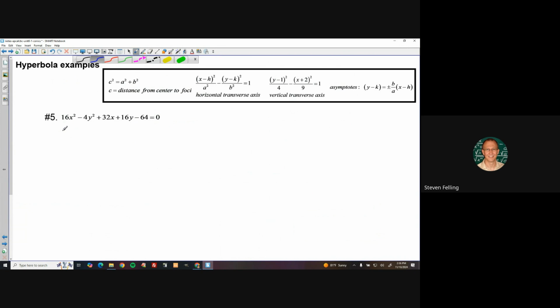All right, so same procedure, though. We're going to gather the x's together. So that's 16x squared plus 32x. We've got minus 4y squared plus 16y, and I'll move this 64 to the other side. We'll factor out the leading number, which in this case is 16, and that'll give me x squared plus 2x. I'll leave a spot to complete the square. I'm going to factor out the negative 4, so I've got minus 4 out here. And then this is y squared, which makes this plus 4y, so that becomes the negative 16. Leave a spot to complete the square.